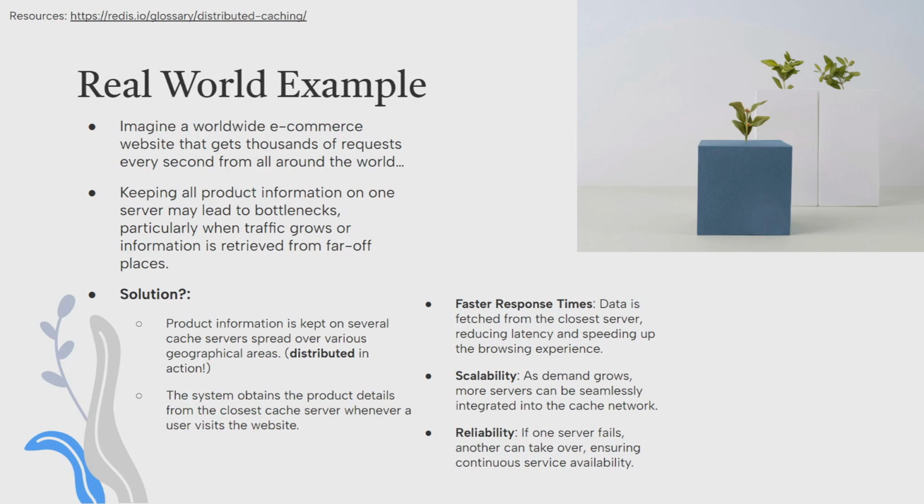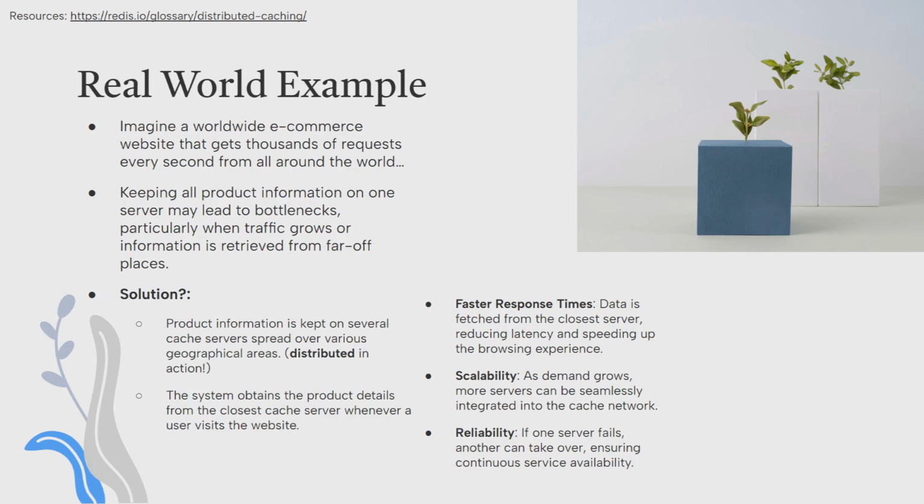Real world example. Okay, so now we'll move on to a real world example to give a better idea of caching and distributed systems. So let's imagine a worldwide e-commerce website that gets thousands of requests every second from all across the world. This is many websites, very common. Keeping all product information on one server could lead to many bottlenecks, a lot of crashing, a lot of failure. So when traffic grows, our information is retrieved from far off places.